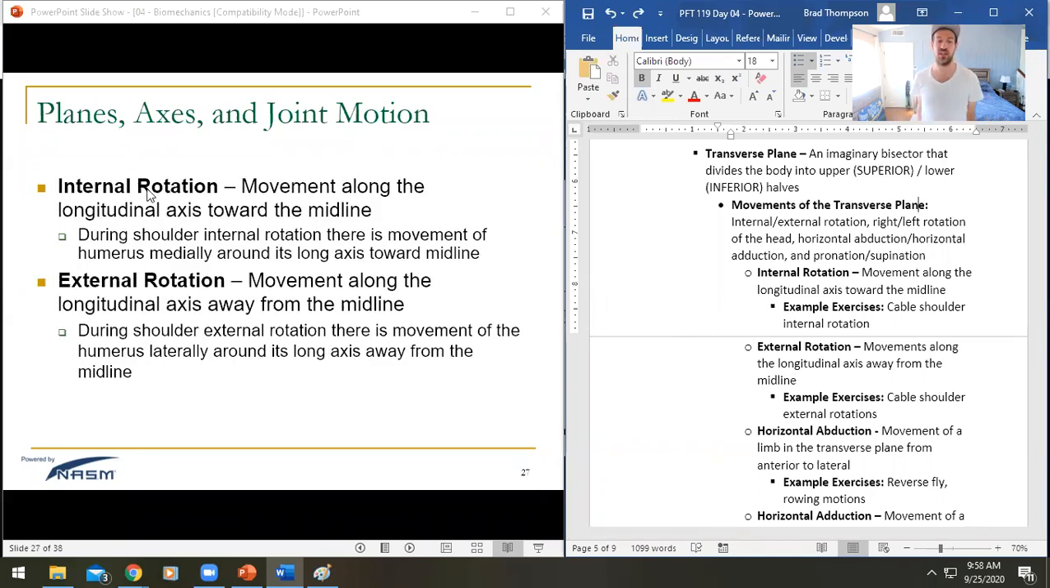So internal rotation is movement along the longitudinal axis, a rotary movement toward the midline. So during shoulder internal rotation, your humerus is moving toward the midline. It was external, now it's internal, right? Now, generally, when we're actually exercising, you'll see people do that. Sometimes you'll see people at the gym lay on their side and do those external rotations.